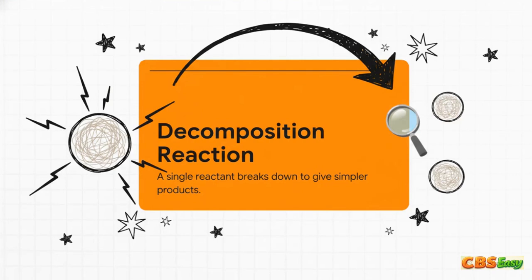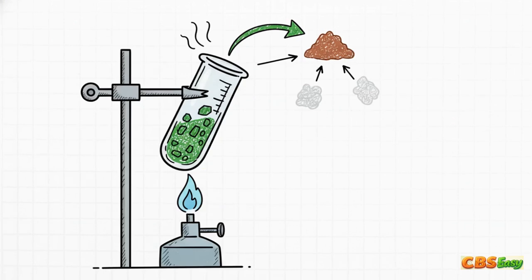Let's just zoom in on decomposition for a second. The official NCERT definition is your best friend here. A single reactant breaks down to give simpler products. That's it. One thing on the left of the arrow, 2 or more things on the right. Simple as that. And here's a textbook example, literally.